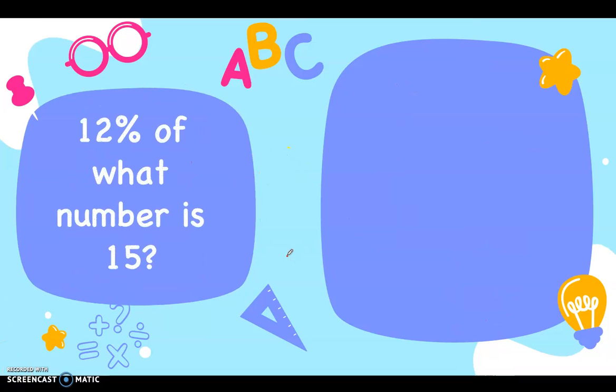Next, 12% of what number is 15? So still the missing is the base. We have P over R, percentage is 15, and our rate is 12%. So when you change that into a decimal number, it becomes 0.12, right? Because we're going to remove the percent symbol and move the decimal point 2 places to the left, so it becomes 0.12. But remember that we cannot divide 0.12, so we need to move it again.